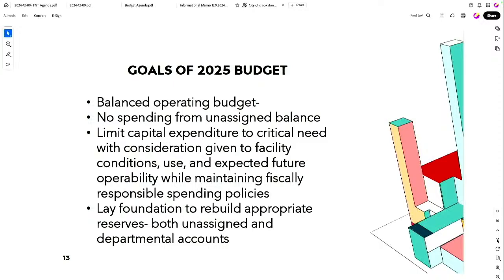Limit capital expenditures to critical needs with consideration given to facility conditions, use, and expected future operability while maintaining fiscally responsible spending policies. Lay the foundation to rebuild appropriate reserves, both unassigned and department accounts.